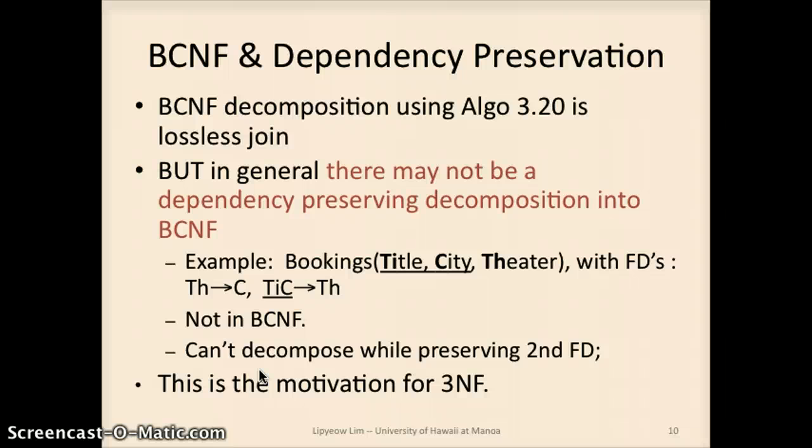If you use algorithm 3.20 to decompose your relations, it's guaranteed to be lossless join. But in general, there may not be a dependency-preserving decomposition into BCNF. We've seen some examples before, like the student, course, and instructor relation. But here we have another one: title, city, theater, with FDs theater determines city, and title and city determines theater. This is not in BCNF, and you cannot decompose this while preserving the second FD. And so this is the motivation for 3NF.